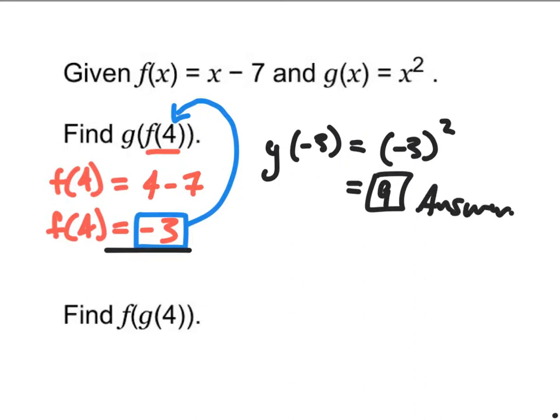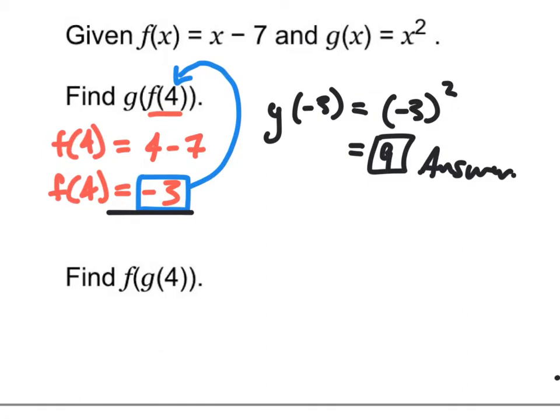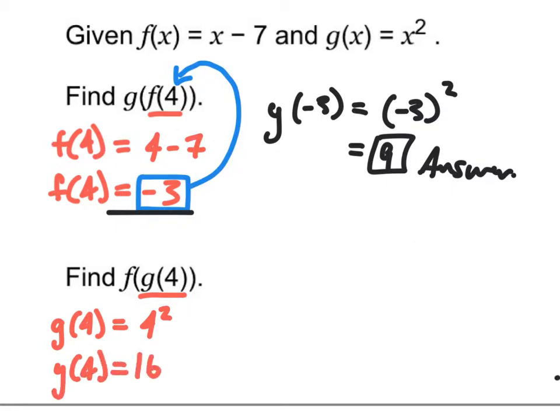So let's go ahead and take a look at this other one down here. It says find f of g of 4. So the first thing that I want to do is calculate g of 4, okay? And so if I do g of 4, here's my function g, which is x squared. So I'm going to plug 4 in for x, and so I just get 4 squared. So we end up getting that g of 4 is equal to positive 16, okay?